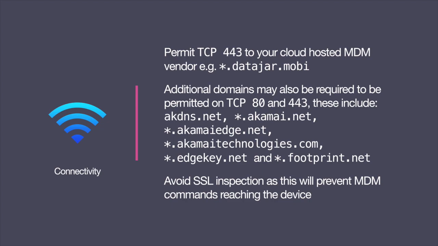Okay, connectivity. This is a very important note. Please ensure you permit TCP 443 to your cloud-hosted MDM vendor, i.e. Datajar.mobi or Jamf Cloud, from your environment. Additional domains may also be required to be permitted. These are additional content delivery networks that Apple can use. Please permit these on TCP ports 80 and 443 respectively. These include AKDNS, Akamai, Akamai Edge, Akamai Technologies, EdgeKey, and Footprint.net. Please also avoid any SSL inspection, as this will prevent commands from reaching your device.